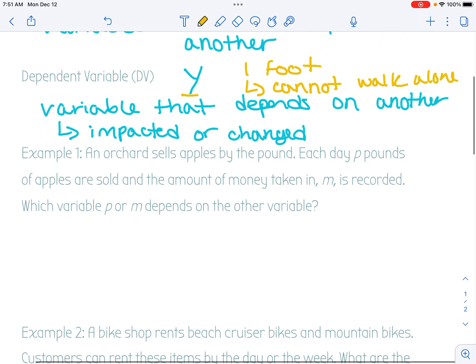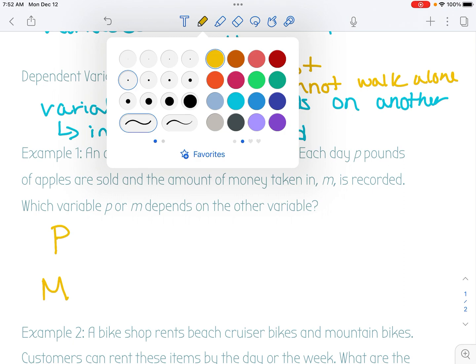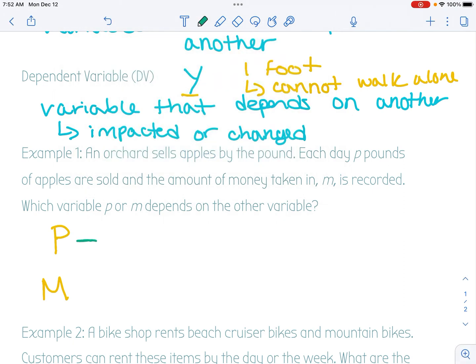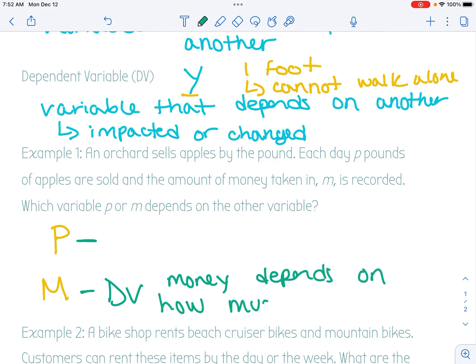So, for example, an orchard sells apples by the pound. Each day, P pounds of apples are sold, and the amount of money, M, is recorded. Which variable depends on the other? So this is where we ask ourselves, does the amount of pounds we sell depend on how much money we make, or does how much money we make depend on how many pounds of apples that we sold? So how much money we made is our dependent variable. So money depends on how much we sold. And this means that how many apples we sold is our independent variable.